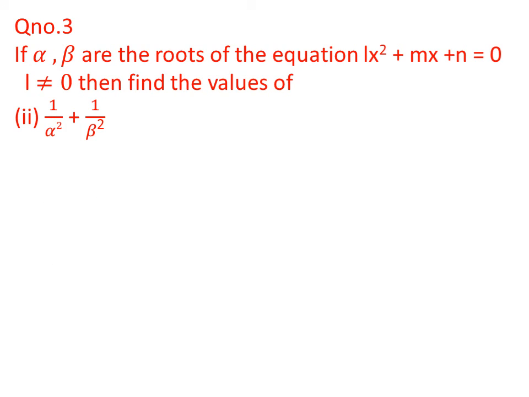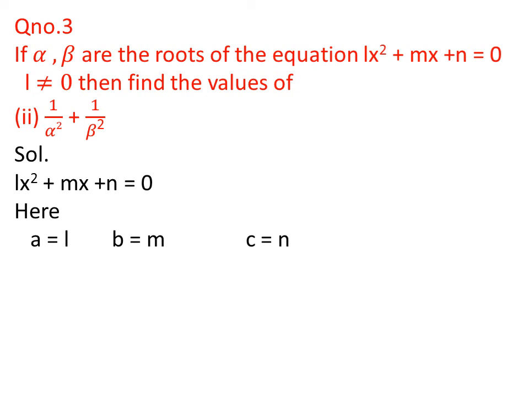Now we have to solve question number 3. If alpha beta are the roots of the equation lx square plus mx plus n equal to 0, L not equal to 0, then find the value of 1 over alpha square plus 1 over beta square. Like previous questions, first of all we have to find the sum and product of the roots of the equation. The equation is given as lx square plus mx plus n equal to 0.